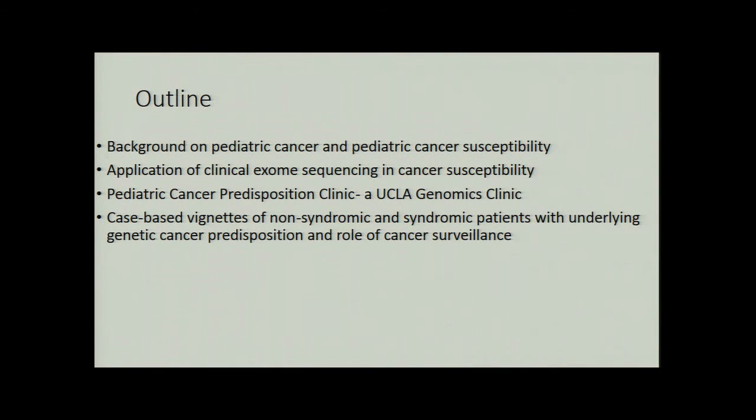I'll first give a brief background on pediatric cancer and pediatric cancer susceptibility. Then I'll discuss the application of clinical exome sequencing in identifying patients with cancer susceptibility. We'll introduce the Pediatric Cancer Predisposition Clinic, a UCLA genomics clinic, and then we'll end with 4 case-based vignettes of non-syndromic and syndromic patients with underlying cancer genetic predisposition and the role for cancer surveillance.